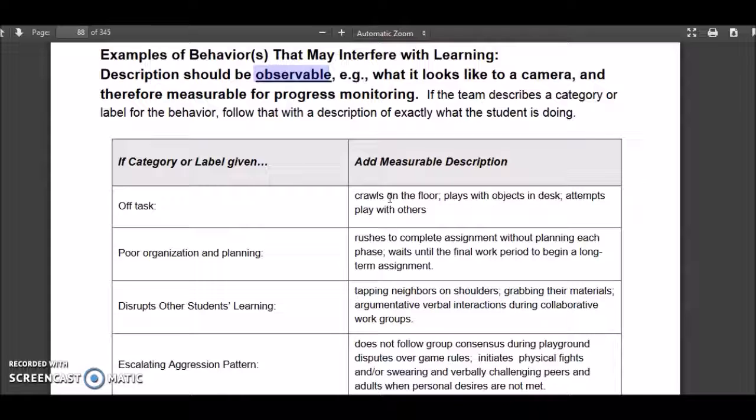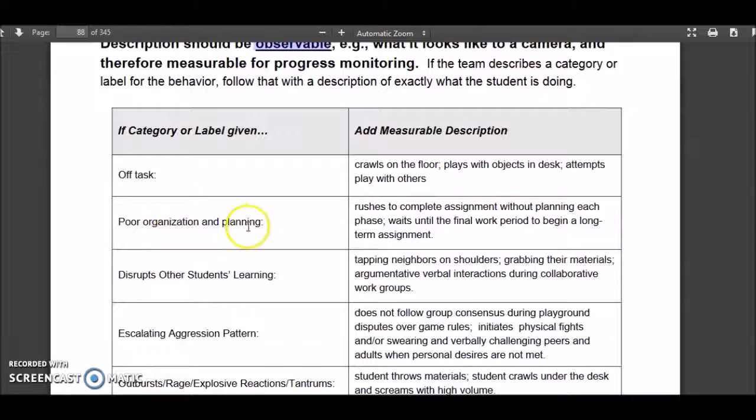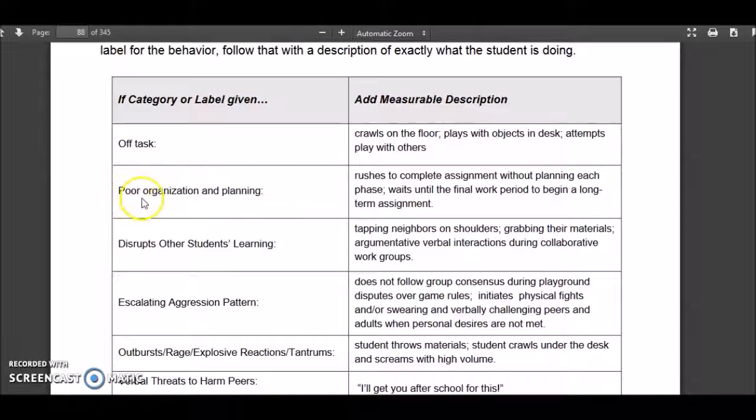If he's playing with certain things is different from if he's just sitting down and doing nothing. The cause or the purpose for this behavior will differ greatly. And unless we are being very accurate, we will not be able to come up with effective strategies to support the behavior. Another example is poor organization and planning. How is the student having poor organization and planning?